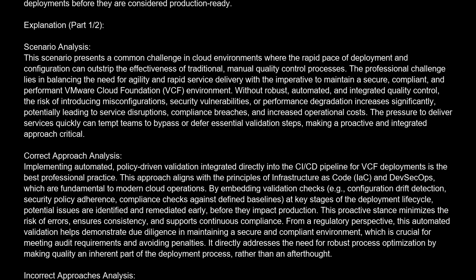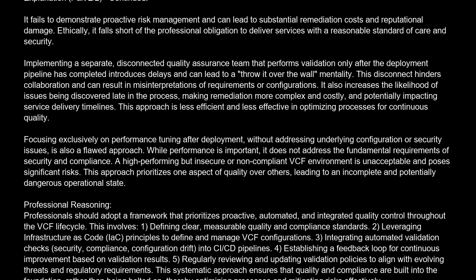Relying solely on post-deployment manual audits and ad hoc testing is a significant regulatory and ethical failure. This approach is reactive, meaning issues are only discovered after they have potentially caused harm, such as data breaches, service outages, or compliance violations. It fails to demonstrate proactive risk management and can lead to substantial remediation costs and reputational damage. Ethically, it falls short of the professional obligation to deliver services with a reasonable standard of care and security.